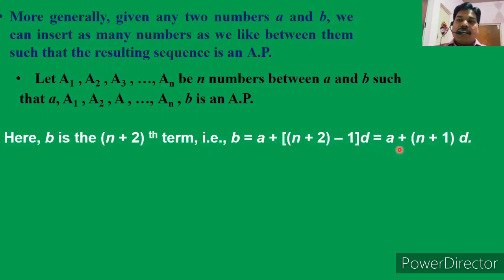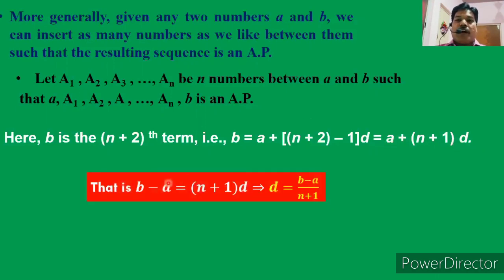A plus n plus 1 into d. So what we will do is take this a to this side, it will become b minus a is equal to n plus 1 into d. So automatically d can be written as b minus a, by taking this n plus 1 to the denominator. D can be written as b minus a by n plus 1.